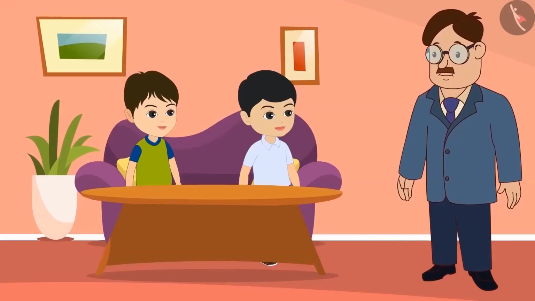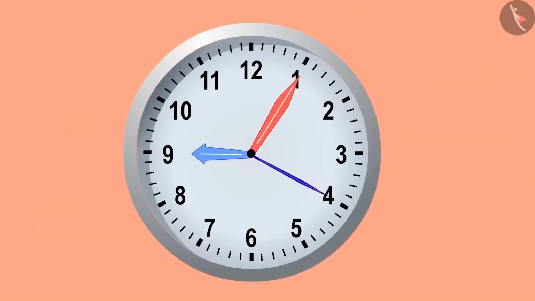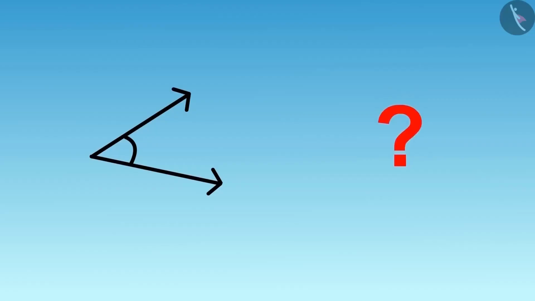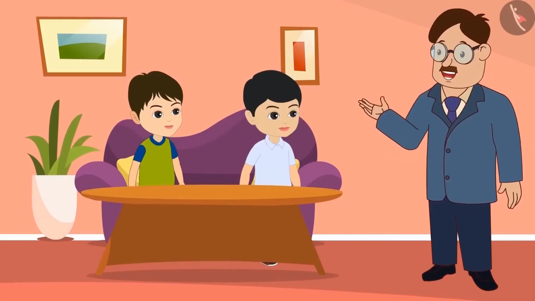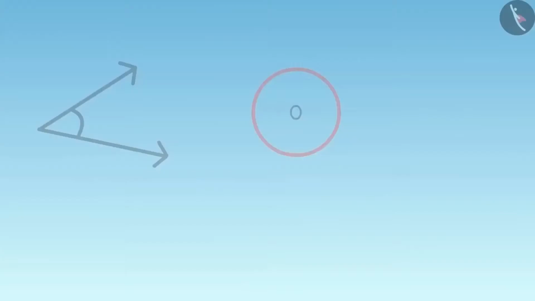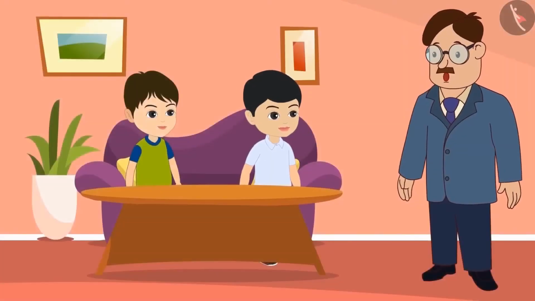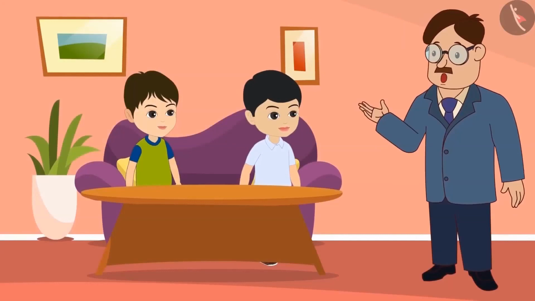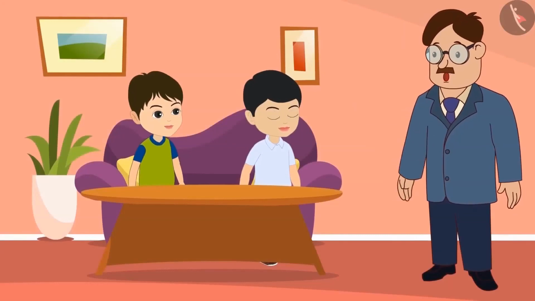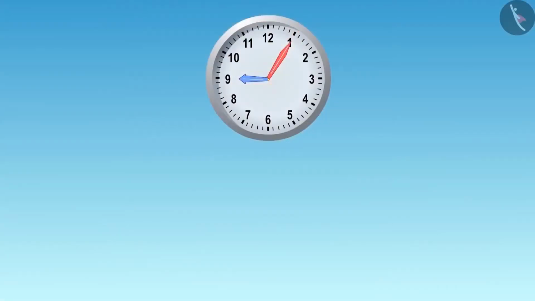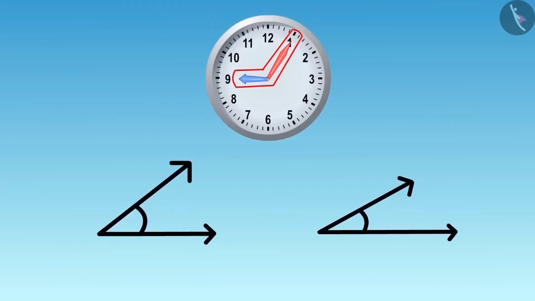than a right angle. But uncle, just like we measure time in hours and minutes, can we measure angles in the same way? Yes, Golu, you can. Angles are measured in degrees, just like knowing the minutes or hours by looking at the clock. We can tell how many degrees the two sides of an angle are making by looking at them.